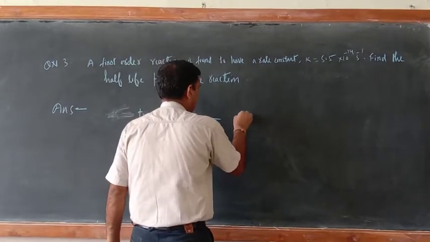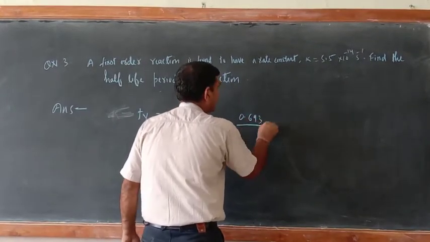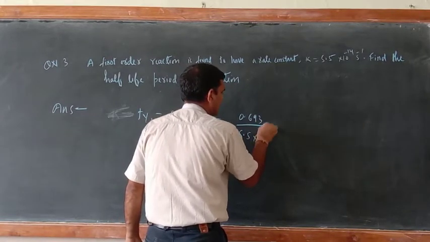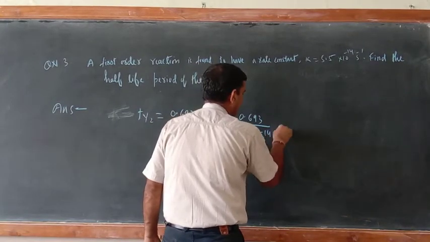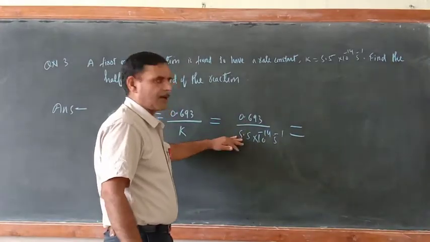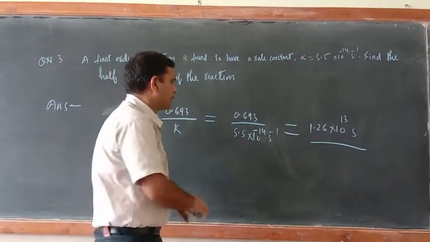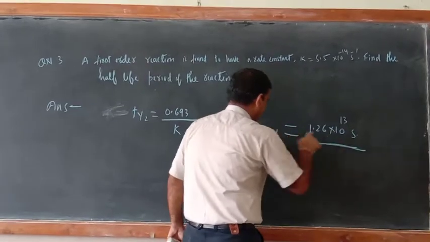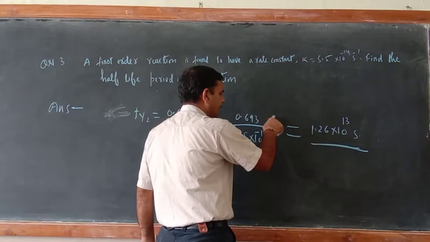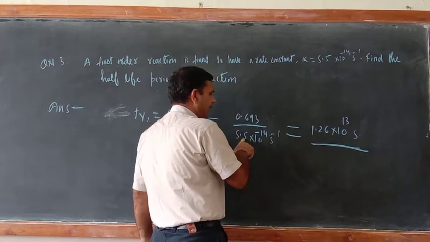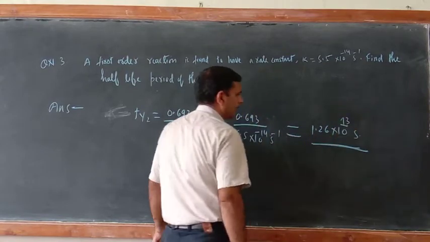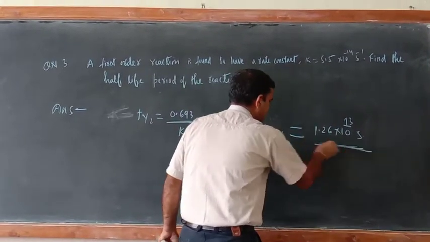Here the K value they have given. So T half equals 0.693 divided by 5.5 into 10 raised to the power minus 14 second inverse. If you solve this one, what would be the value? The 10 raised to the power 14 will be there, but here 5.5 is there, so one power of 10 will be less. So that will be equal to 10 raised to the power 13 seconds.